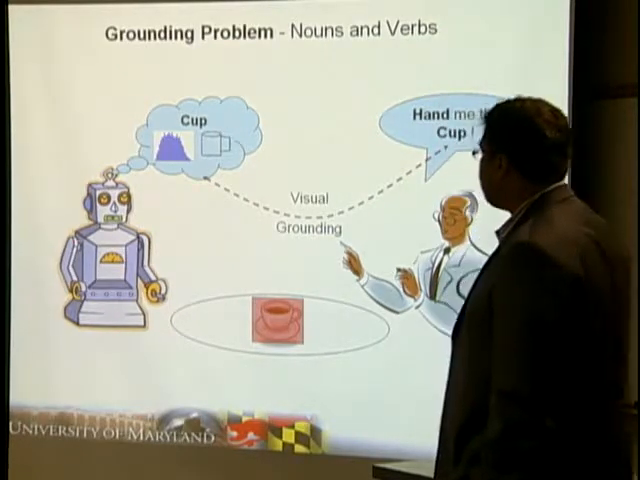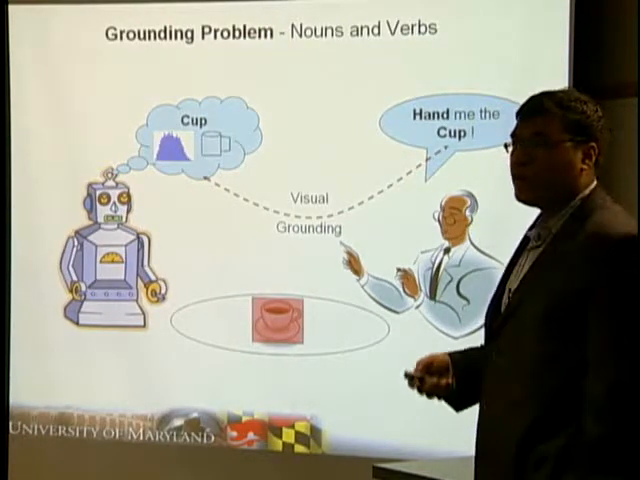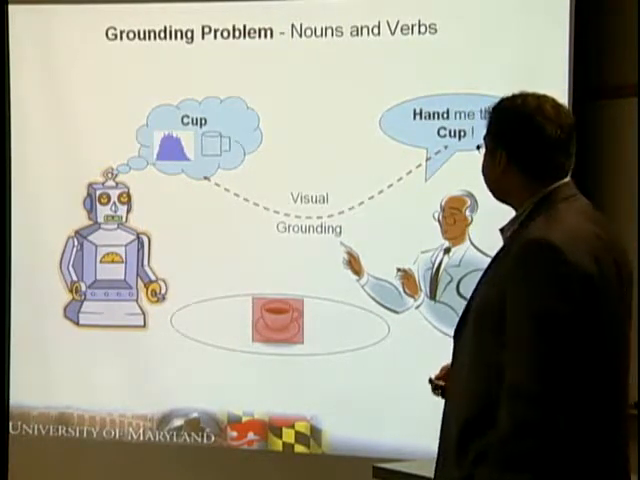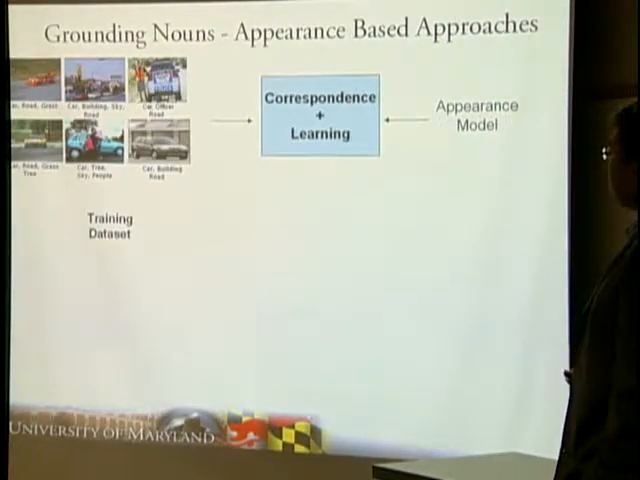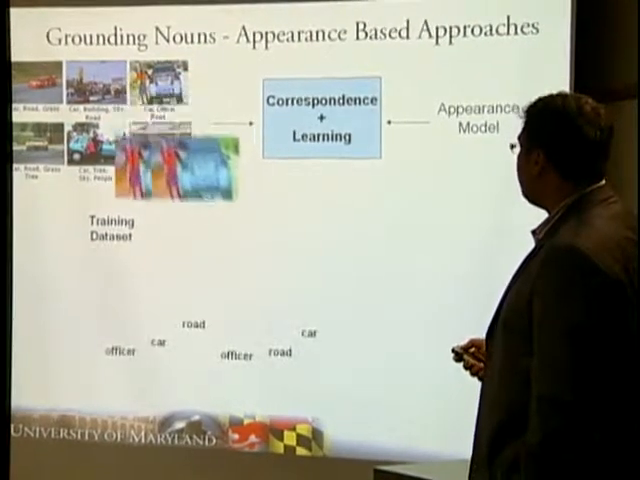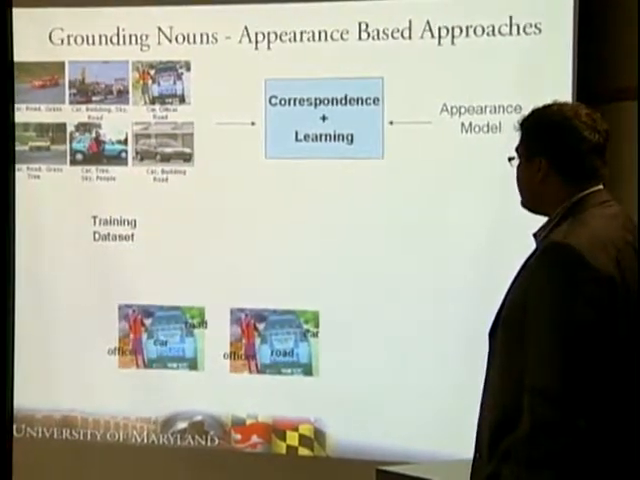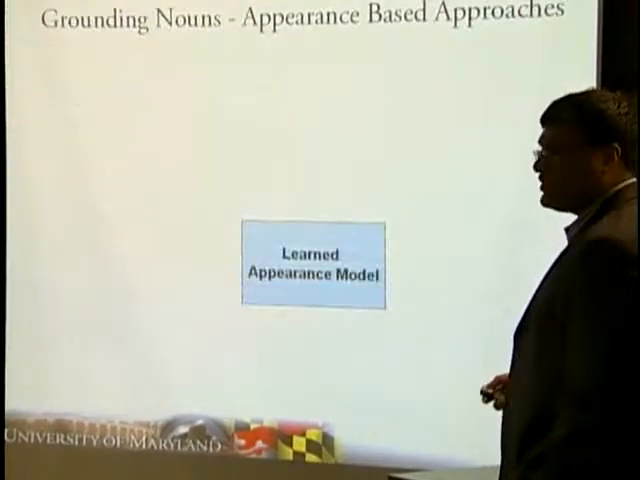As you can see from this example interaction scenario, the grounding of both nouns and verbs is important for designing these intelligent machines. Traditionally, people in computer vision have used large image data sets with some associated text or caption and use them to learn the appearance models of the words. In such an approach, you first solve the correspondence problem, that is, you associate regions with the words, and then you learn the appearance model of the words.